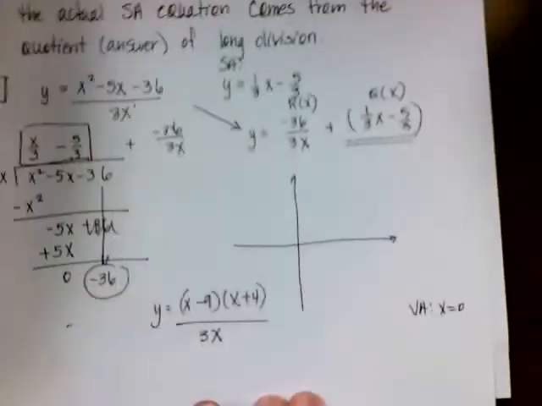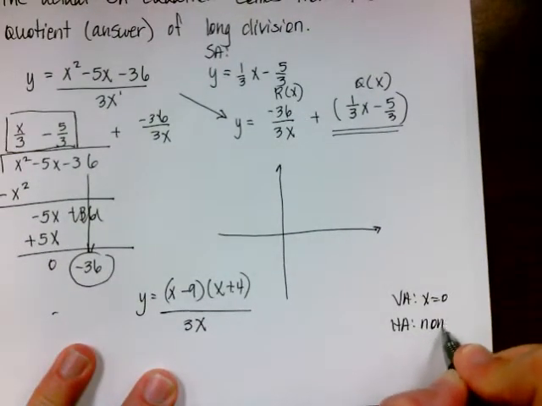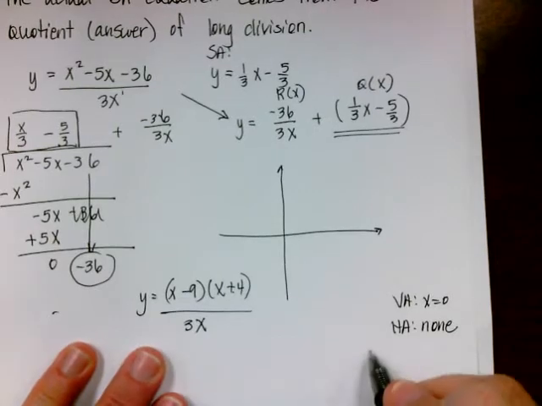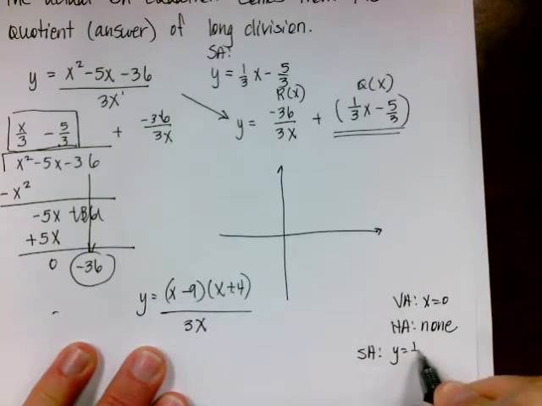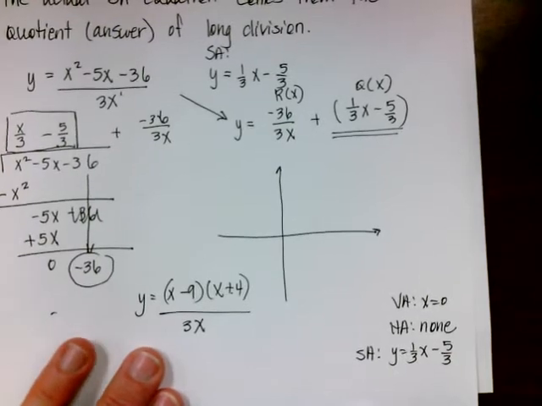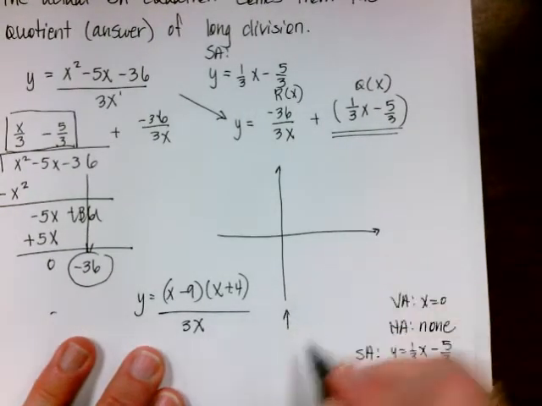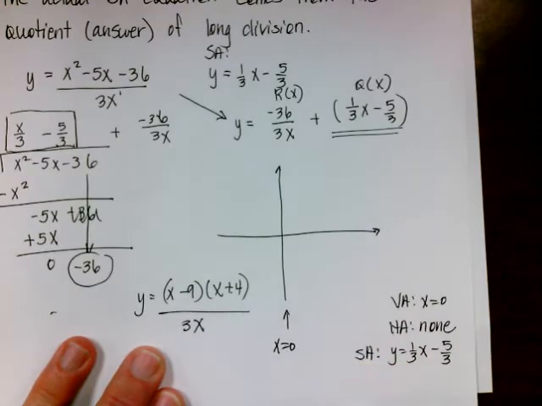Let me scoop my paper up. My horizontal asymptote, there's not one because I can't have a horizontal and a slant. And then my slant asymptote is going to be y is equal to 1/3 x minus 5/3. So the numbers are a little bit weird, and they shouldn't always be that weird, but let's just go ahead and manage this. So this is x is equal to 0.